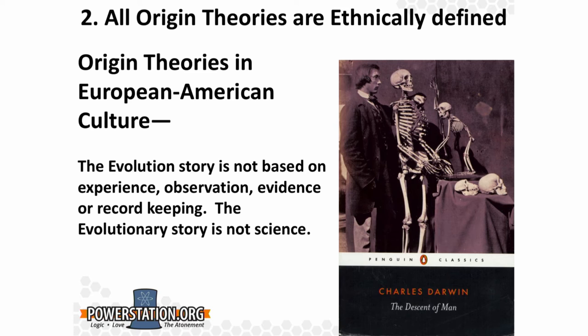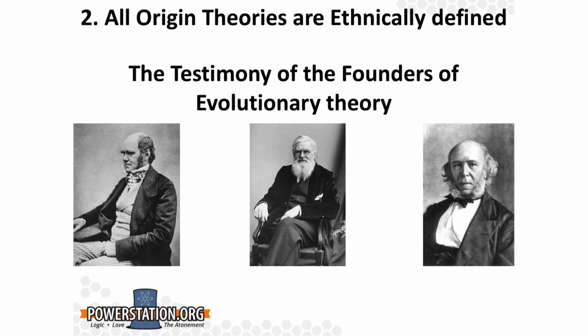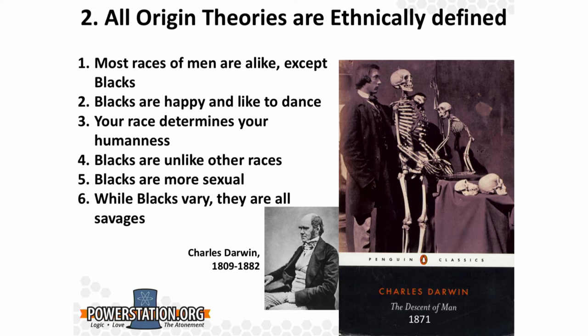Here they are, the testimony of the founders of evolutionary theory. Charles Darwin: most races of men are alike except blacks. And why would they say that specifically about blacks? You'll understand in a minute. Blacks are happy and they like to dance. Your race determines your humanness. This is scientific racism. Most blacks are unlike other races. Blacks are more sexual. While blacks vary, they are all savages.